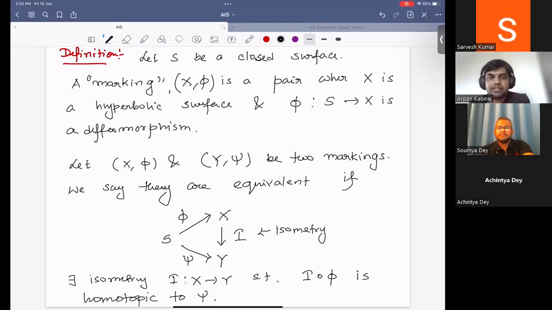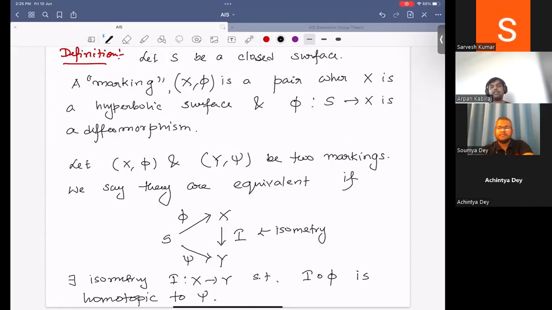Let's focus on this definition a little bit. What have I written here? I have two markings, (X, phi) and (Y, psi), and we say that they are equivalent if there is an isometry. Remember, X and Y are hyperbolic manifolds, so they are Riemannian manifolds, and the definition of isometry makes perfect sense. So we say they are equivalent if there is an isometry such that I composed with phi is homotopic to psi, not equal to.